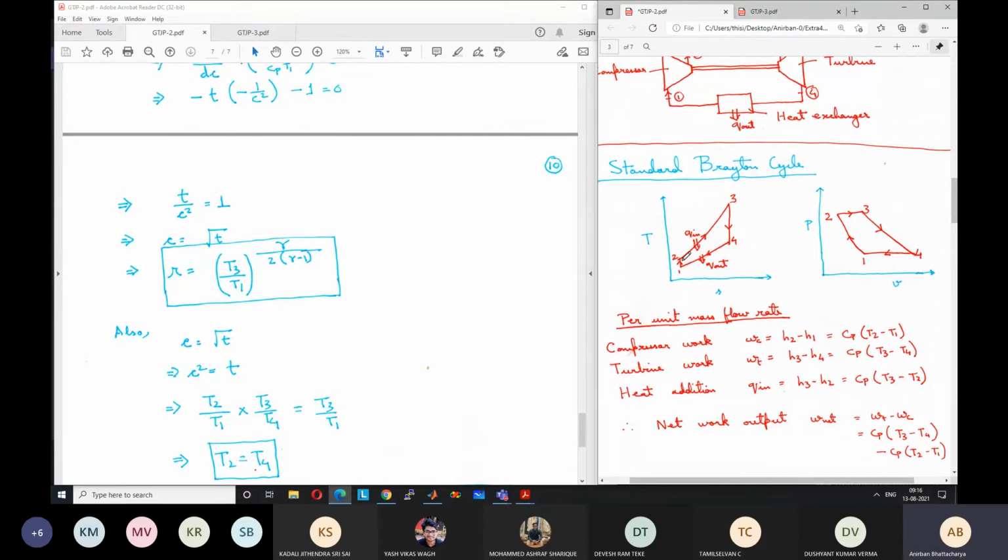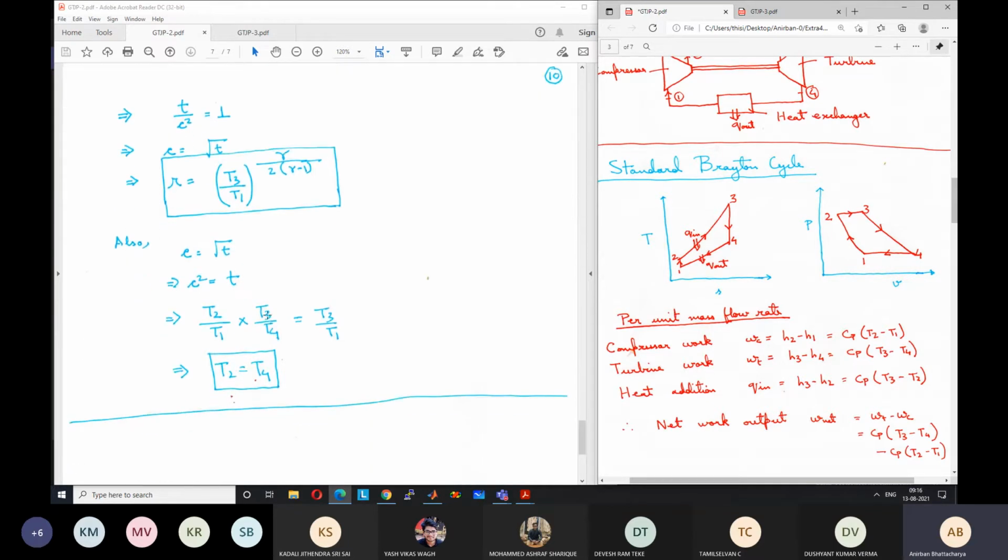So T2 by T1 is R to the power gamma minus 1 by gamma, which is equal to C. And T3 by T4 is R to the power gamma minus 1 by gamma, which is also equal to C. Okay. So this C square I can write as T2 by T1 into T3 by T4. This is equal to the temperature ratio T3 by T1. So from this expression, we find that T2 is equal to T4, because T3 and T1 get cancelled.